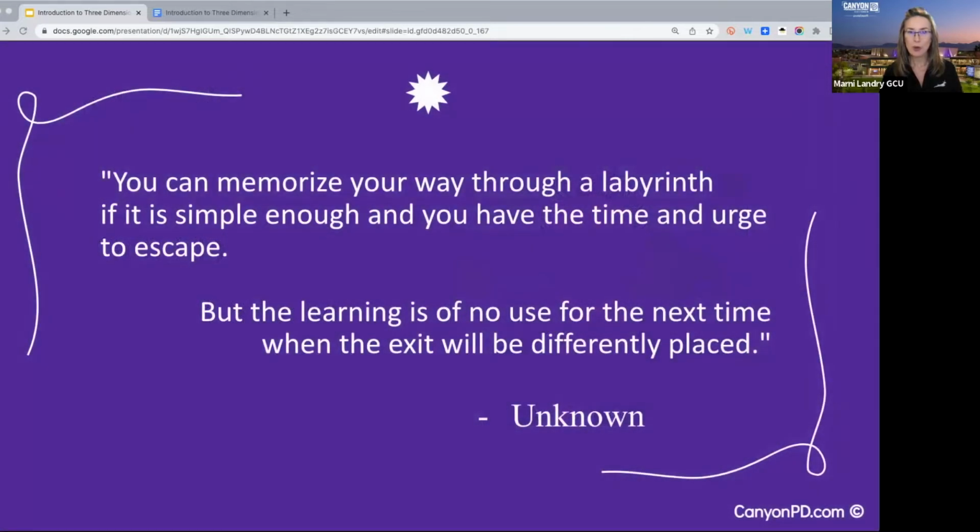I think this quote really depicts how science was learned in the past, and maybe how you learned it, definitely how it was in my classrooms as a child, versus how we want to think about science instruction now. "You can memorize your way through a labyrinth if it is simple enough and you have the time and urge to escape, but the learning is of no use for the next time when the exit will be differently placed."